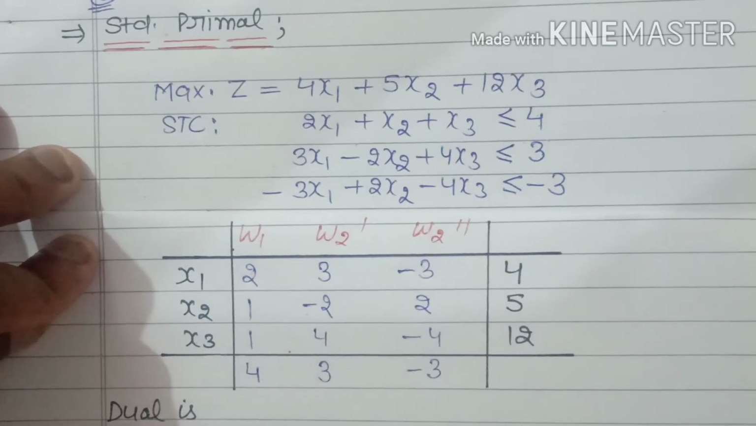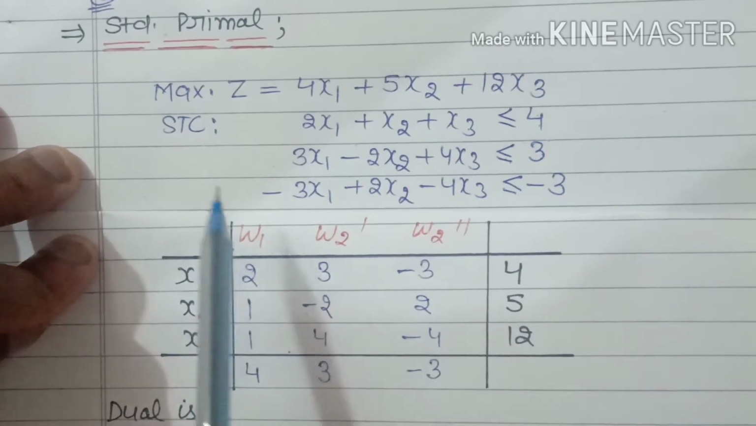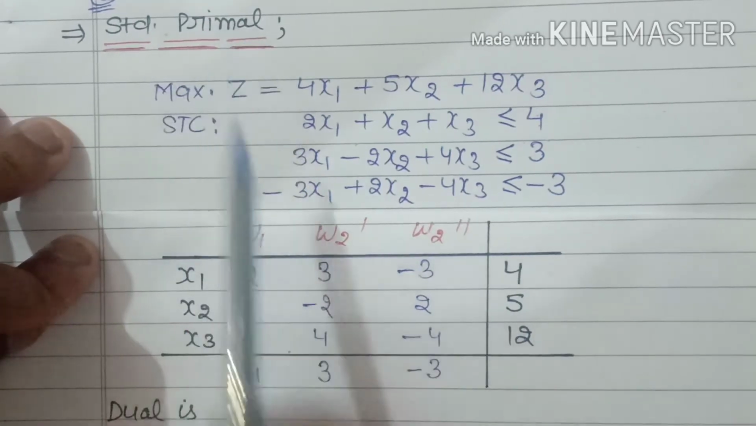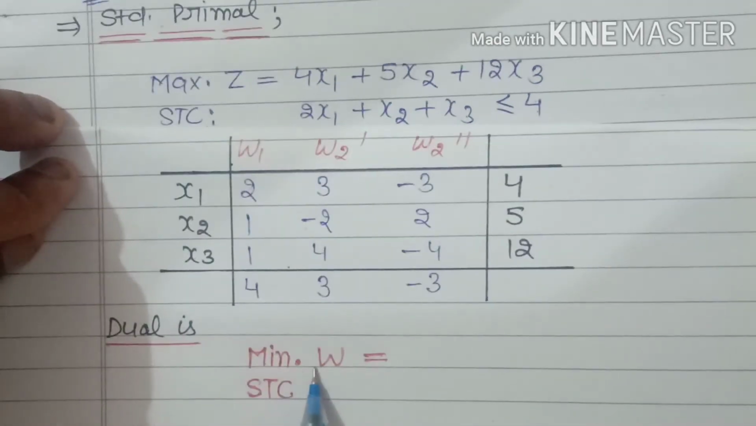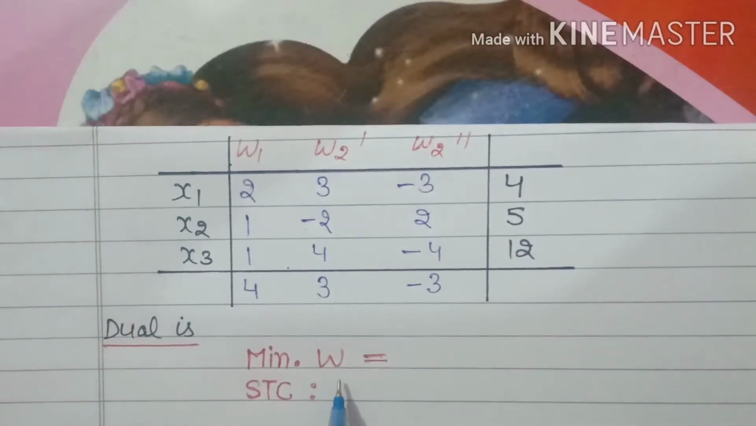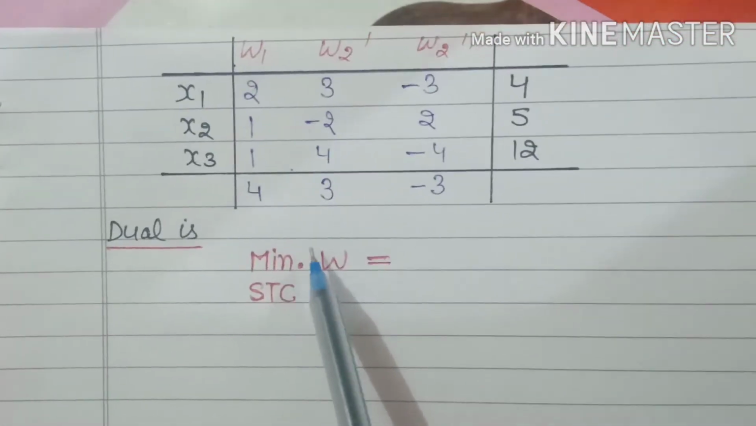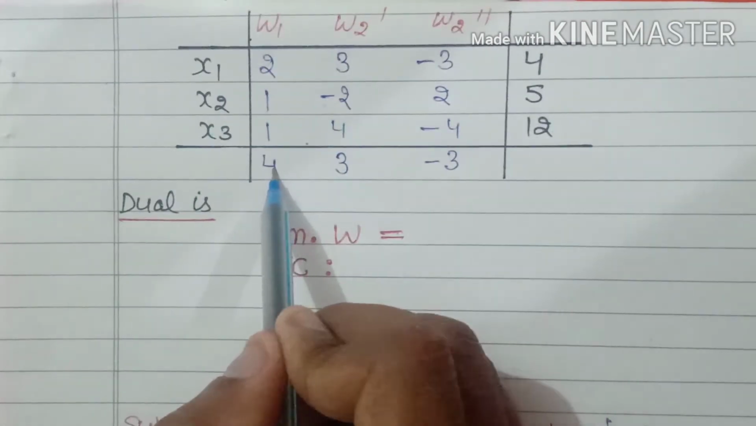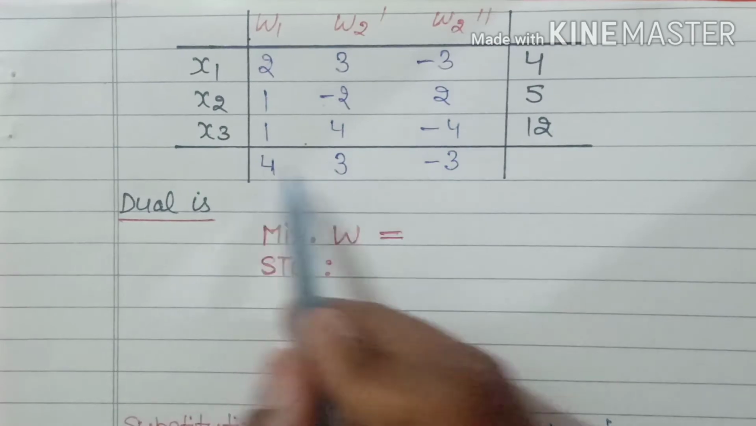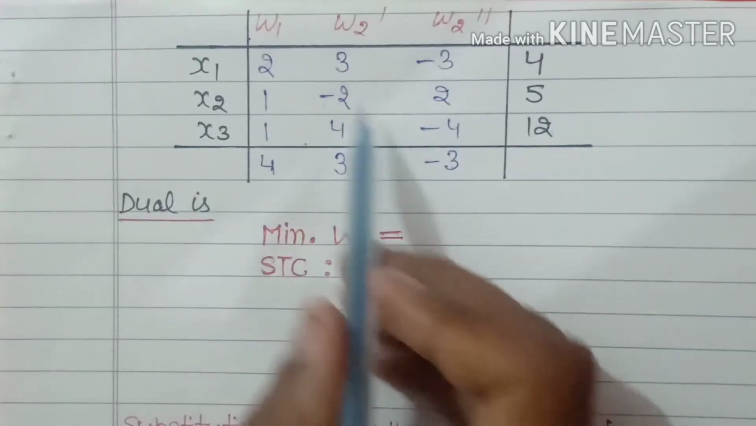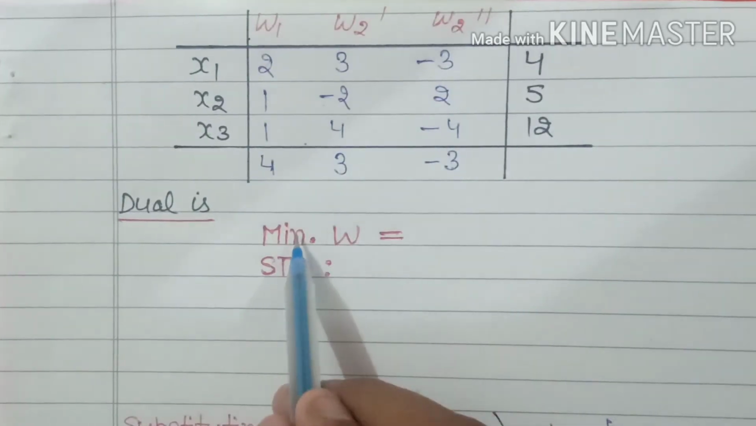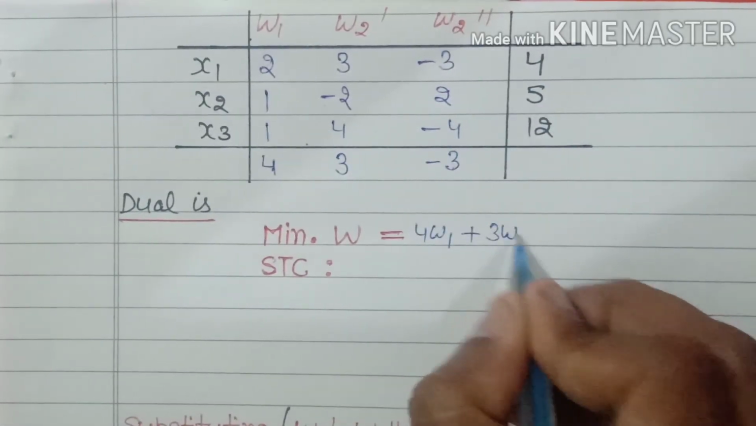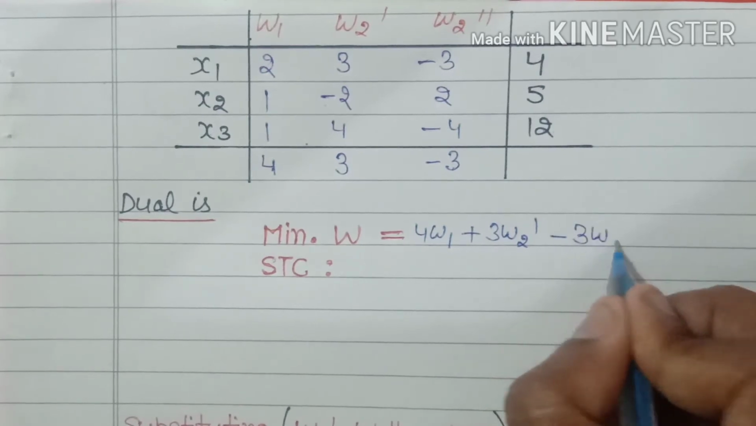Now let us write the dual. As you will see, this is a maximization type of objective function in the standard primal. So in the dual the objective function will be of minimization type. Let us write the dual from the above table. See here that the values at the bottom of the table are 4, 3 and minus 3. So we will multiply these values with these variables. So multiply this 4 with w1: 4w1 plus 3w2 dash minus 3w2 double dash.